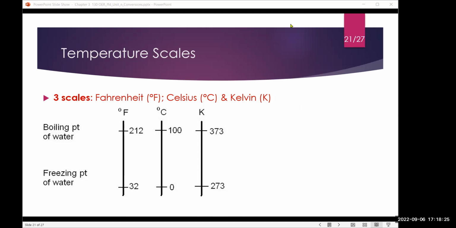Now, Celsius and Kelvin are related in the sense that to go to Kelvin, we need Celsius, and to go from Celsius to Kelvin, those are connected. Fahrenheit is not connected to Kelvin, okay? So if you start at Fahrenheit and you need to get to Kelvin, you need to take your Fahrenheit and convert that to Celsius first, then convert that to Kelvin. And we're going to explain how to do that here in a second.